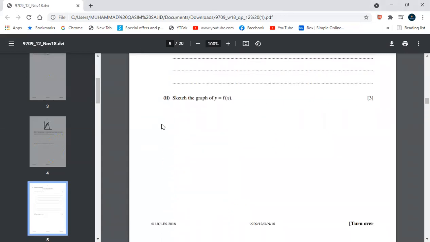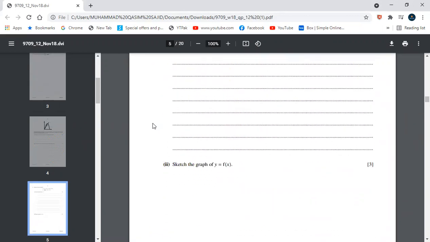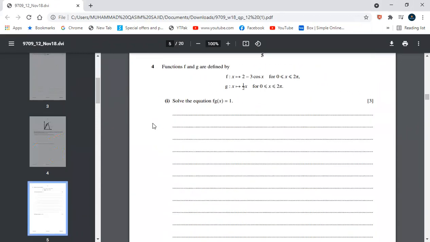Now sketch the graph. So how to sketch the graph? 2.4, 4.46 is coming for this. Yes, okay, so how to construct a graph? Sir, y equals f(x). Just put in values and make it. Sketch the graph of y equals f(x).